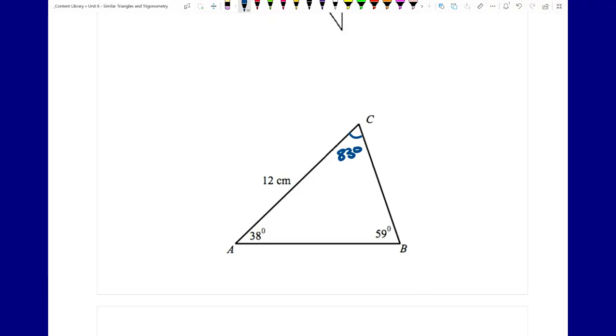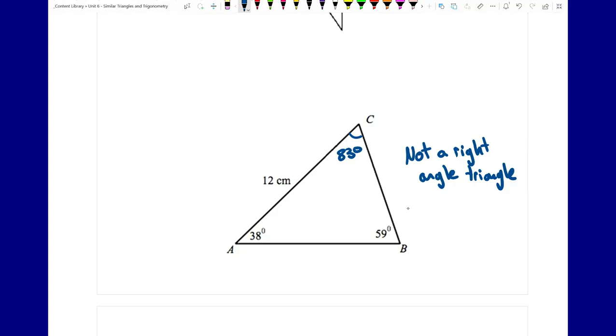But none of these angles are right angles, so I don't have a hypotenuse. I don't have an opposite and adjacent. I have an opposite technically, but I don't know which would be the adjacent and which would be the hypotenuse because I don't have a right angle triangle. So I can't label this with a hypotenuse, opposite, and adjacent. It's not a right angle triangle.